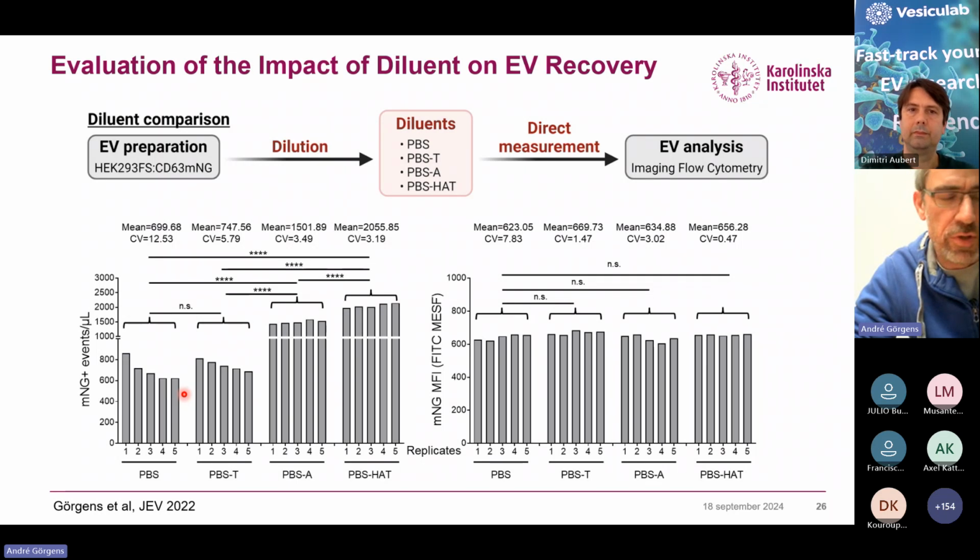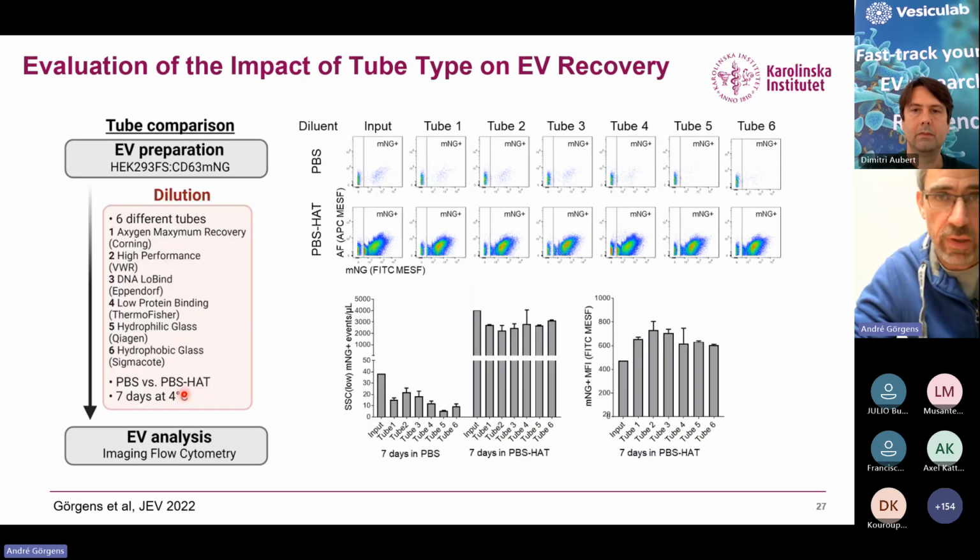To cut this story short again a bit, the major loss that we saw here, we think will be attributed to plastic adsorption or surface adsorption during the handling of EVs. So we have no evidence that the EVs are actually destroyed, but they are nicely retained if you have the HAT buffer compared to other buffers. I'm adding this because I'm getting asked this all the time when I show this.